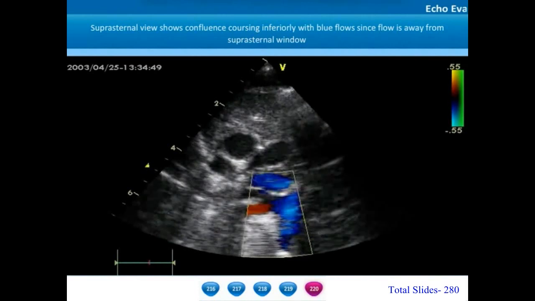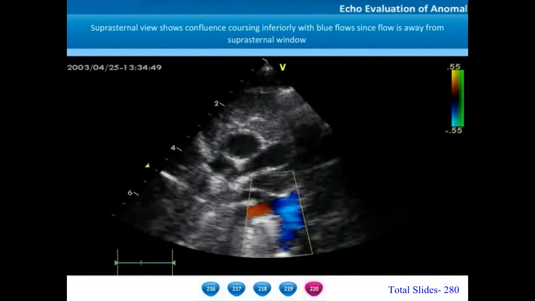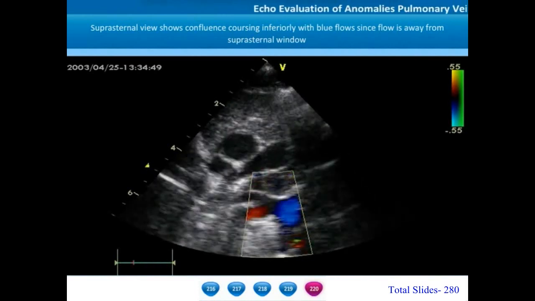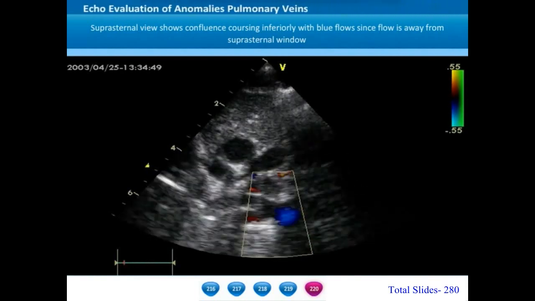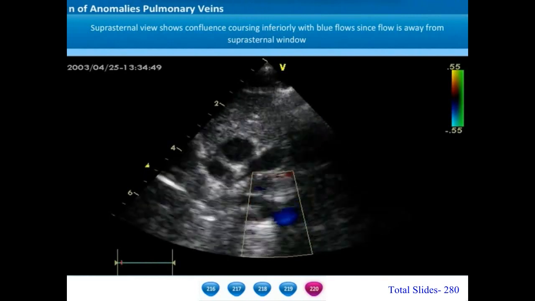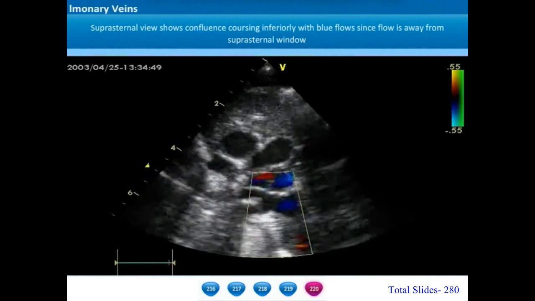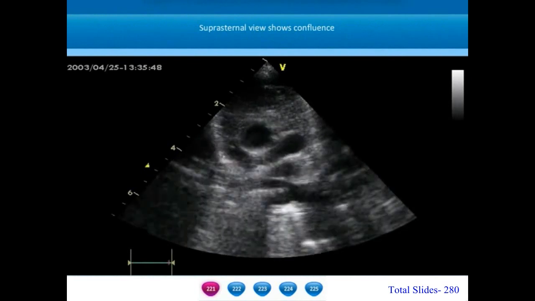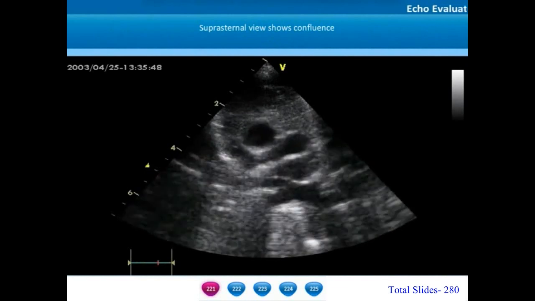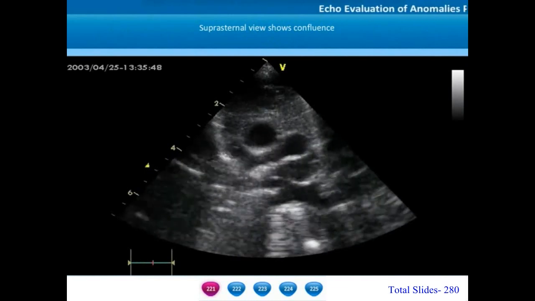From the suprasternal view, we can appreciate the formation of the common chamber. However, the common chamber drains inferiorly towards the diaphragm, and we can see a left vertical vein that courses inferiorly, taking the blue color. The confluence is best appreciated from the suprasternal view, located below the right pulmonary artery.